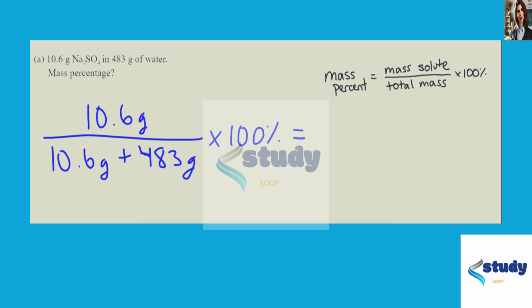And when I do that math, I find that this is equal to 2.15% by mass of sodium sulfate.